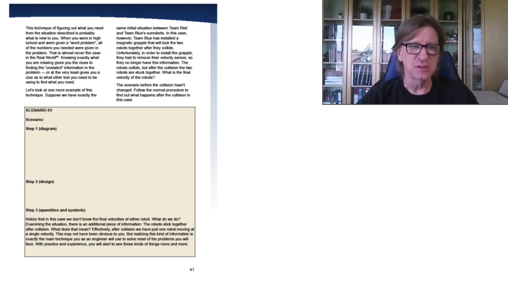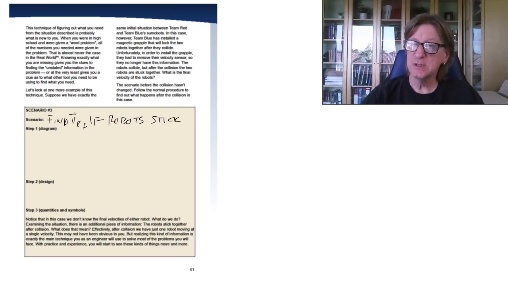So let's go to our scenario then, and we want to find the final velocity of red if the robots stick together. Okay, so we're going to have our diagram is going to be exactly the same for the initial part. So here's my robot.